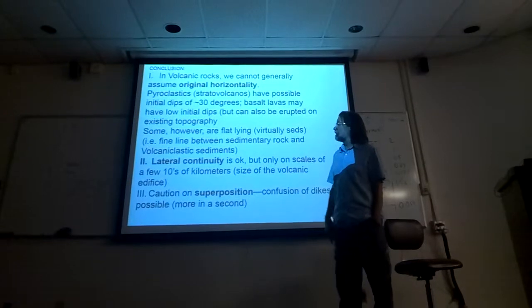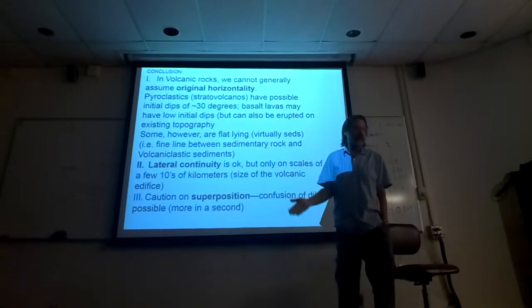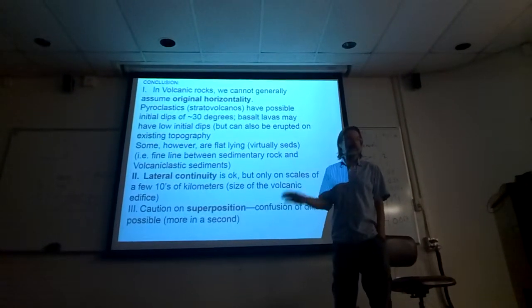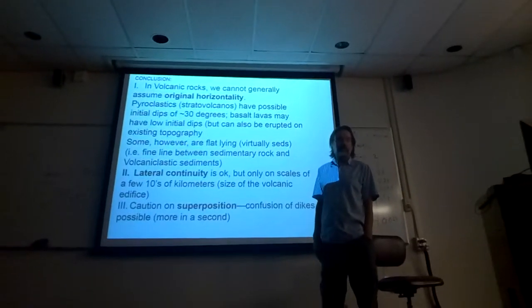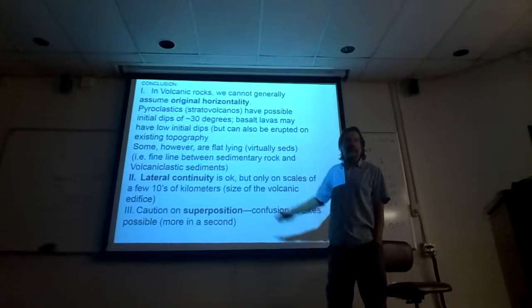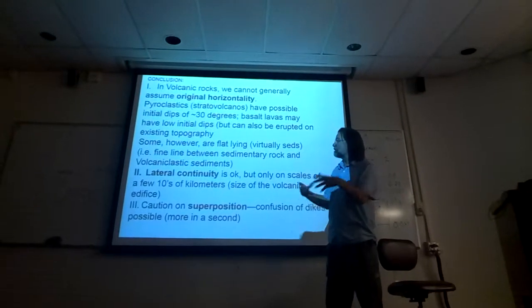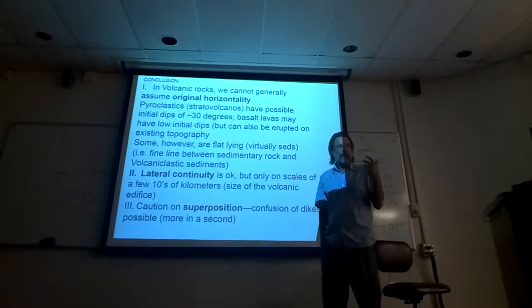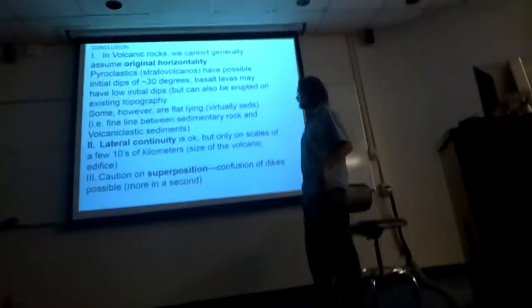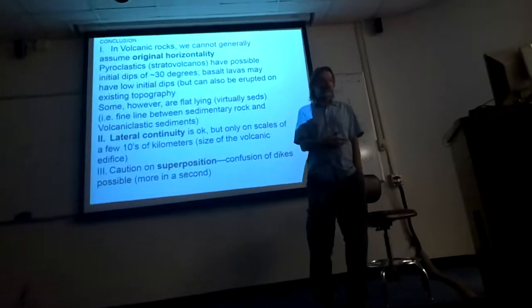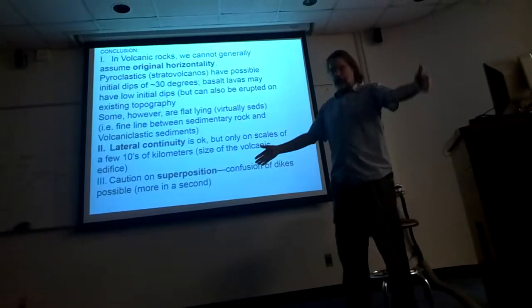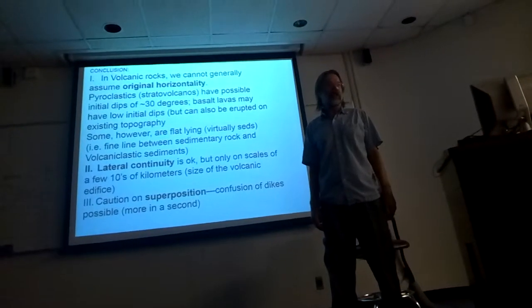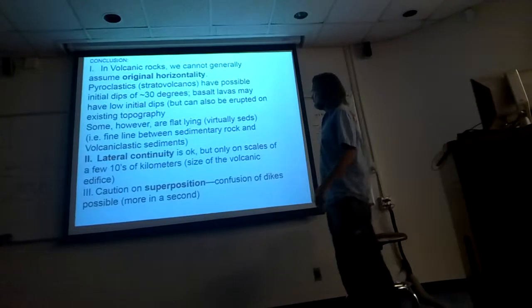Some volcanic deposits, though, are flat lying, or virtually so, they are sediments. Distal puffs or distal ash falls are used routinely as time markers, in fact, in sedimentary deposits. So it's a scale issue of how far the material is dispersed and so forth. There's a whole range of issues on volcanic rocks. So you have to think what you're looking at before you make use of volcanic rocks as markers for understanding geologic structure. Lateral continuity is the same issue. It ranges from small scales, like a 20 meter across flow, to something that's dispersed continent-wide in the case of ash. So again, you got to know what you're looking at to make use of these kinds of systems.